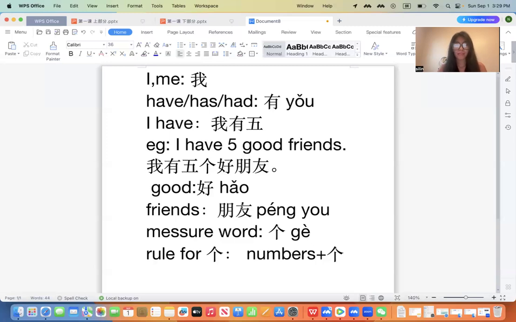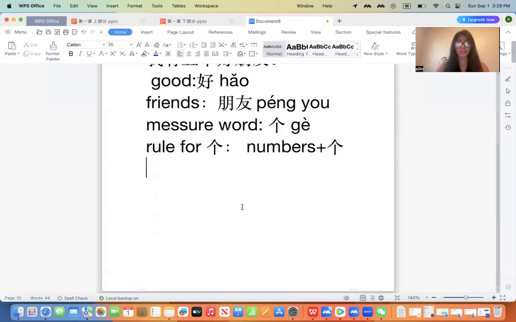Okay, let's learn one more word. So, how to say cats in Chinese? If you don't know, it's this one. 猫, 猫. So what do you think about the tone? Yes, the first tone. 猫, that means cats.